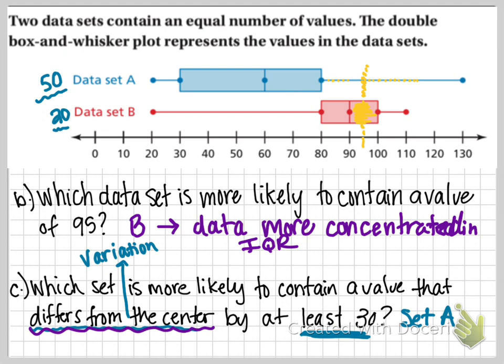So there's a lot of data points that are differing from the center by over 30, up to 50 away from that center. So we would say data set A is more likely to contain a value that differs from the center by at least 30.